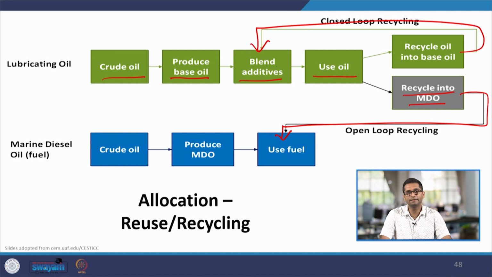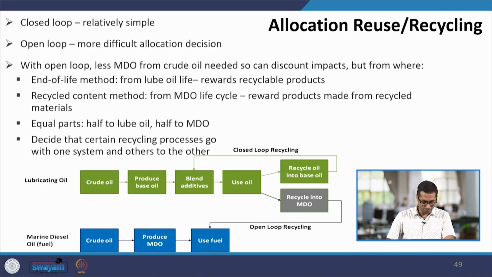In a closed loop recycling, you will be recycling back into the same process, whereas in an open loop recycling, you will be recycling the product to another process. While a closed loop recycling is quite easy to understand, and the effect of recycling is not felt in the final emissions, it's the open loop recycling that makes the process much more complicated. In an open loop, we need to allocate the emissions, which doesn't arise in a closed loop recycling because the process is in common.